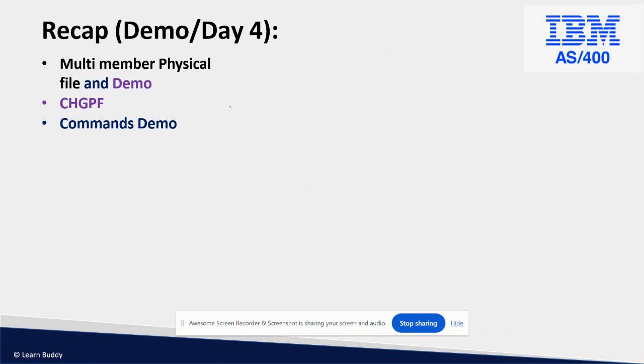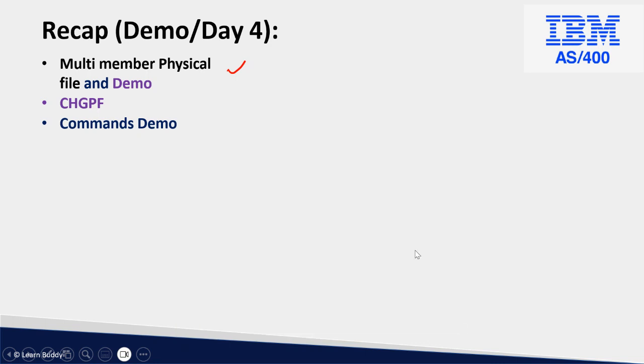In the last class we discussed the multi-member physical file. It is also a kind of physical file, where you have a scenario in which you want to store the data separately, with the same structure. We took an example of that: there is a salary file with the same structure. The salary file needs to hold the employee number, employee name, address and salary.